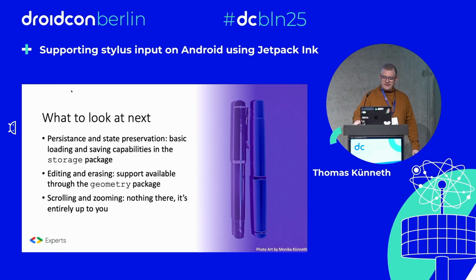If you are interested in taking a look at Jetpack Ink API, there are a few things you may want to take a look at next. I mentioned this a couple of times, persistence and state preservation. There are some basic capabilities there in the storage package. Again, I'm repeating myself, I show you how to do this with a sample app. Editing and erasing, there is also support available through the geometry package, but so far Google's documentation doesn't mention much about this, so I really hope they will be updating this and adding more stuff. This also applies to zooming, so as far as I know, there is nothing there, so at the moment you are on your own to find out how this works.